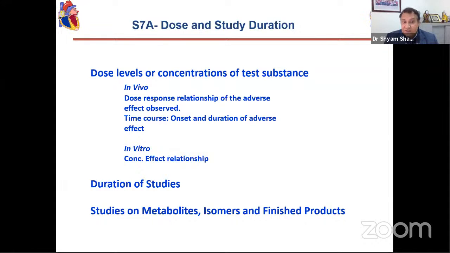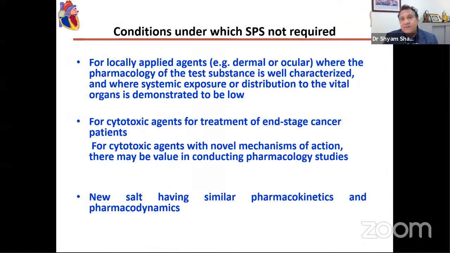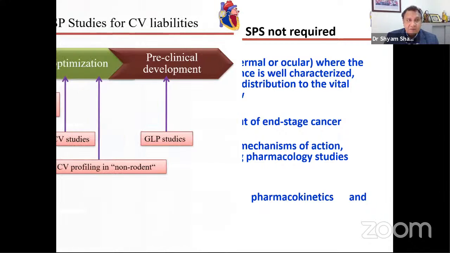Duration of the studies, and on metabolites, isomers, and the finished product. If you are changing the bioavailability of any formulation or any finished product, you need to do the safety pharmacological study. And the conditions under which safety pharmacological studies are not required: for locally applied agents, you don't require this. For cytotoxic agents for treatment of end-stage cancer patients, and for cytotoxic agents with known mechanism of action, there may be little value in conducting it. A new salt having similar pharmacokinetic and pharmacodynamic effect is also exempted from that.